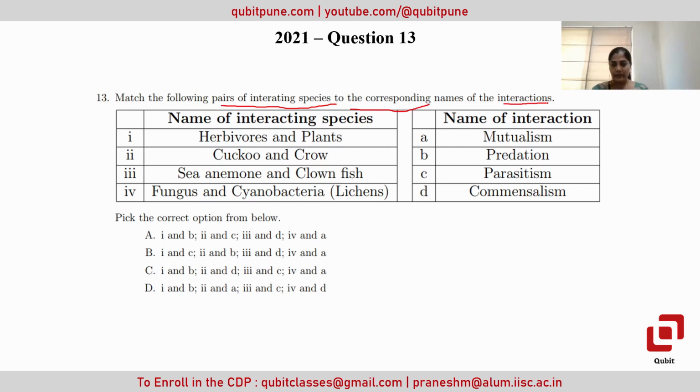Yes. So coel bird. Option A. Okay, cuckoo is coel bird. Option A.